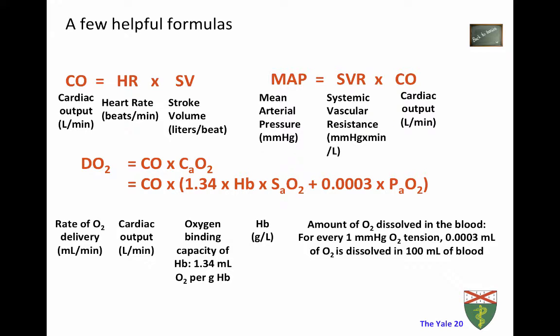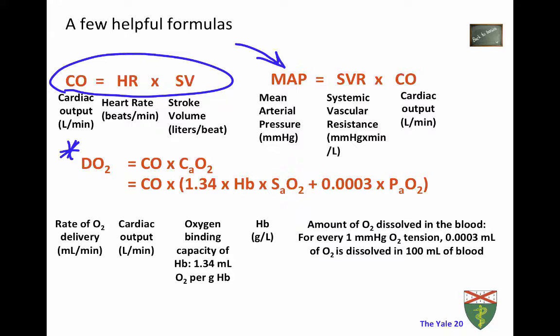To understand why the body might go into oxygen debt and build up lactate, it is important to understand a few equations that we will keep coming back to. The first is the cardiac output, which is the product of the heart rate and the stroke volume. The next is the mean arterial pressure, which is equivalent to the systemic vascular resistance, meaning how much the vessels are vasodilated or vasoconstricted, times the cardiac output. And finally, there is the delivery of O2, which depends on the cardiac output multiplied by the concentration of O2 in the blood, also known as the CaO2.